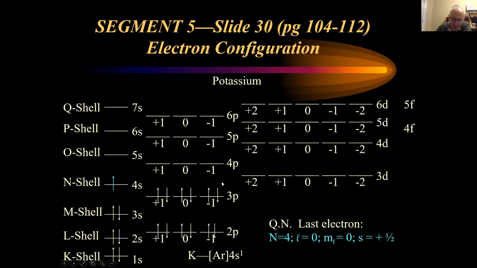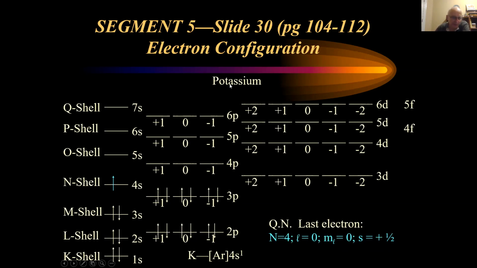Now, why did it go here instead of here? 4 plus 0 is 4. 3 plus 2 is 5. So n plus l is 4 here and 5 here. n plus l equal to 4 is lower in energy than n plus l equal to 5. That's why this component of the M shell does not fill until this component of the N shell fills. And then we'll be able to go over here.